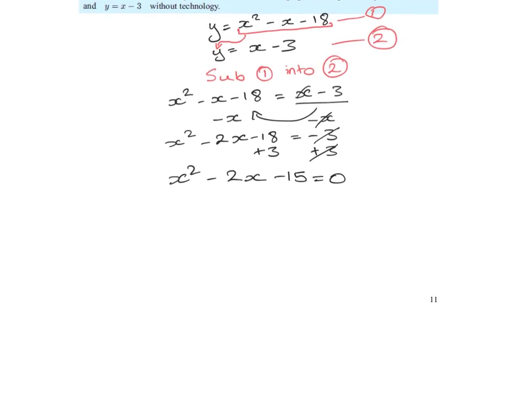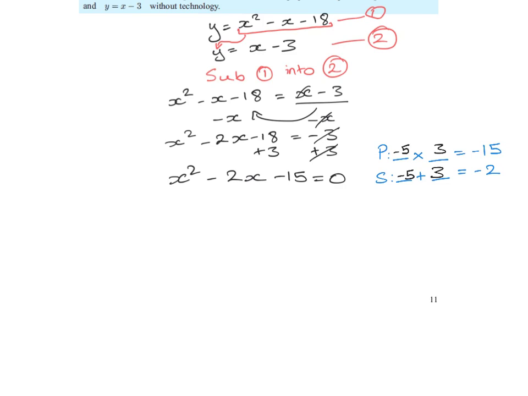Feel free to use the quadratic formula or PSF. I'm going to give PSF a go. On the side here, this is how I always do PSF. I think, what two numbers need to multiply to negative 15, and the same two numbers need to add up to negative 2? That could be negative 5 and positive 3. They multiply to negative 15, and they also add up to negative 2. So they're my two numbers.